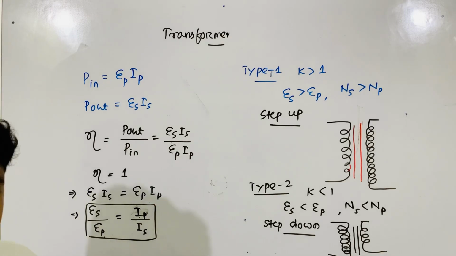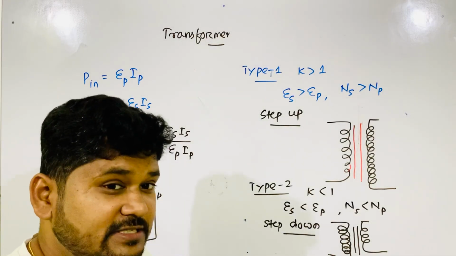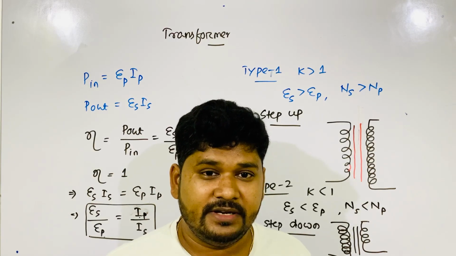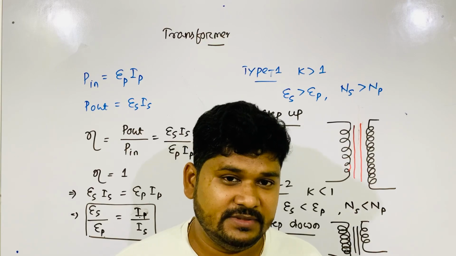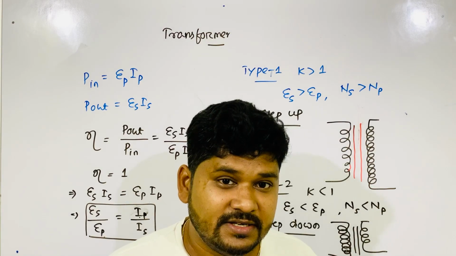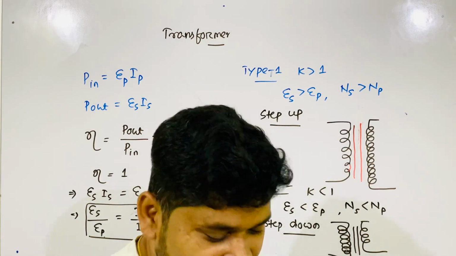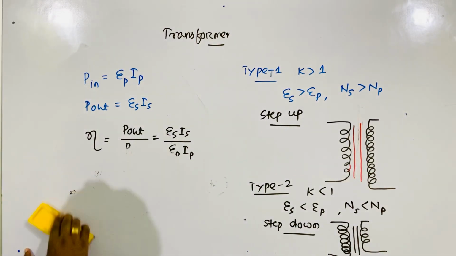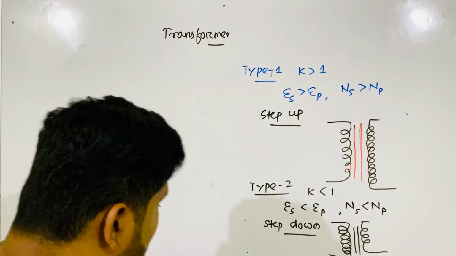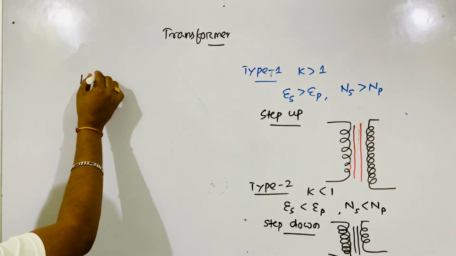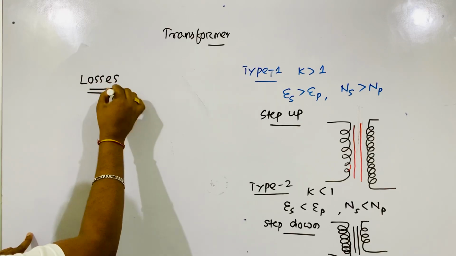But I told you there is no such transformer which is ideal, because nothing is ideal in your day-to-day life. Loss is there. Many losses are there. In the practical case, what losses are there in the transformer? So now we come to the different losses of the transformer. What are the losses of a transformer?